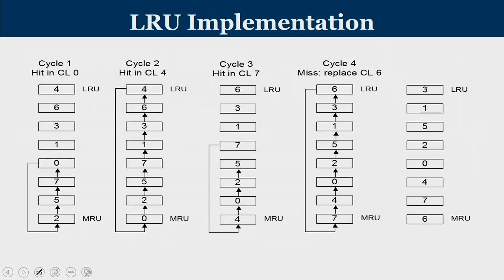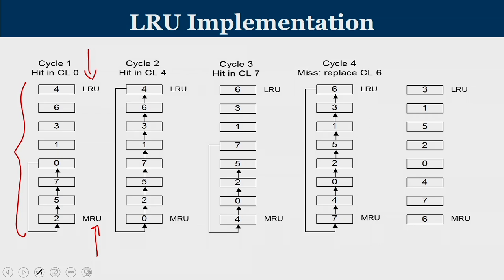So, let us have an illustrative example by which we will know how LRU is implemented. Consider an 8-way associative cache where the number written inside the squares is the way number. What you see on the bottom side is the most recently used way, and on the upper side is the least recently used way. This is the way by which LRU is implemented.